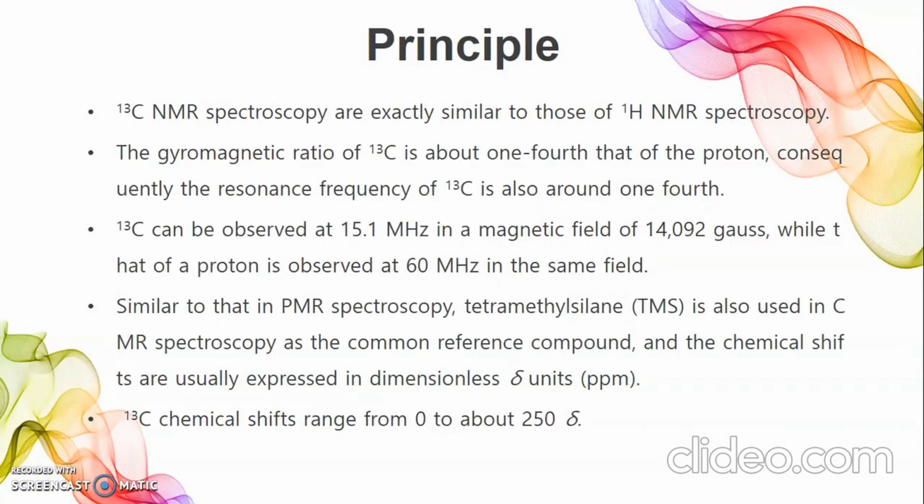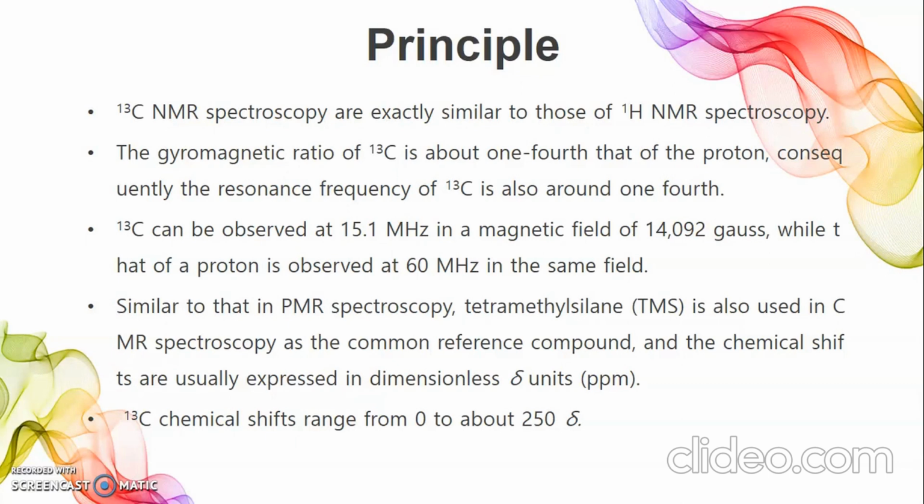The principle of carbon-13 NMR is exactly similar to that of proton NMR spectroscopy. The gyromagnetic ratio of carbon-13 is about 1/4 that of the proton. Consequently, the resonance frequency of carbon-13 is also around 1/4. Thus, NMR of carbon-13 can be observed at 15.1 MHz in a magnetic field of 14,092 Gauss, while the proton is observed at 60 MHz in the same field.